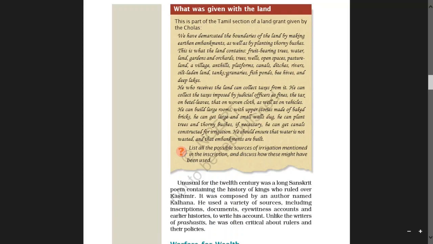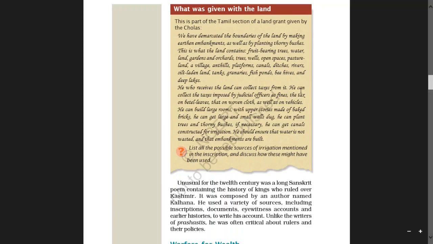Here tanks, granaries. Granaries means a place where goods are kept. Fish ponds, beehives, and deep lakes. He who receives the land can collect taxes from it. Okay, he who receives the land can collect taxes from this.